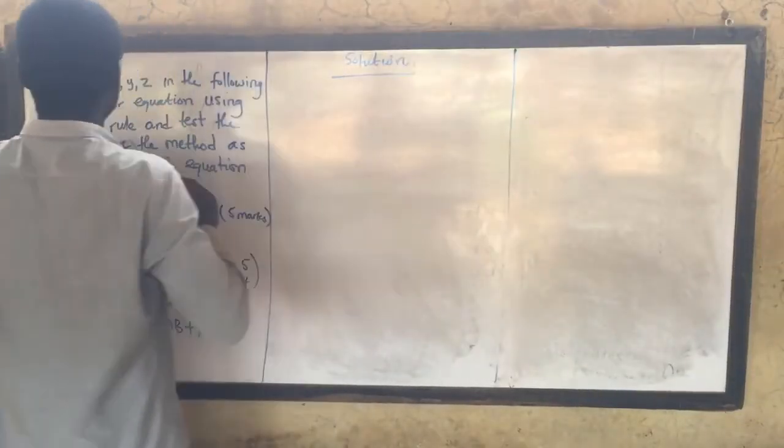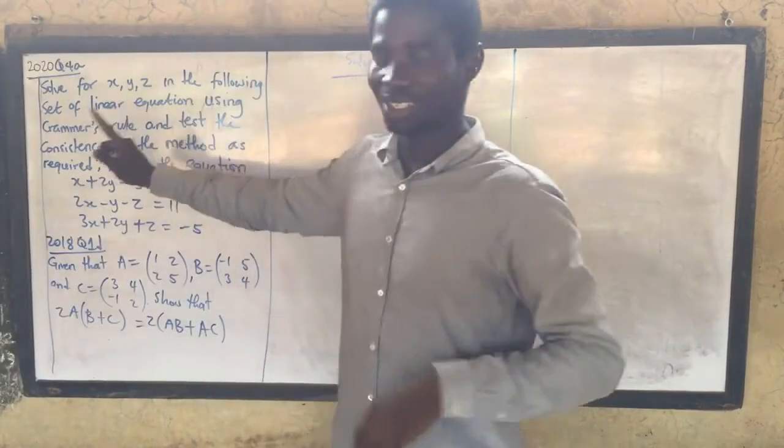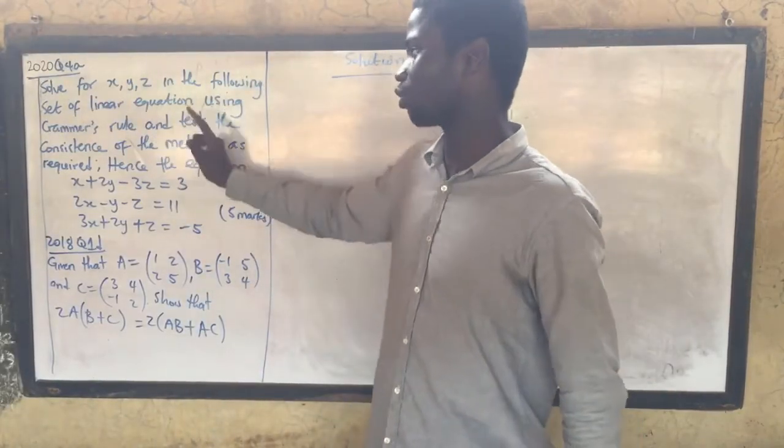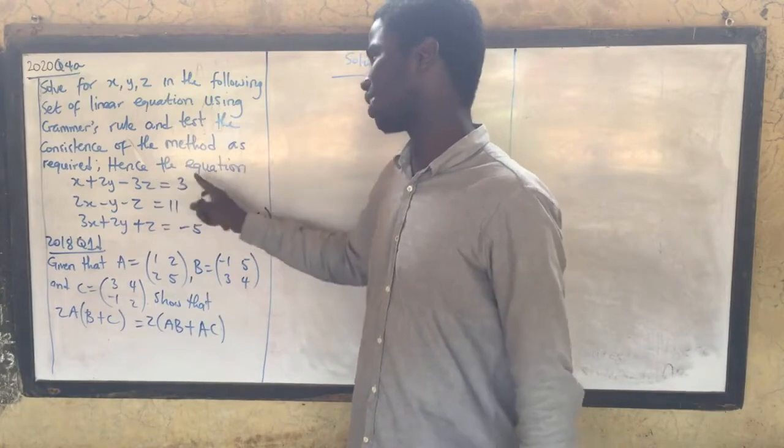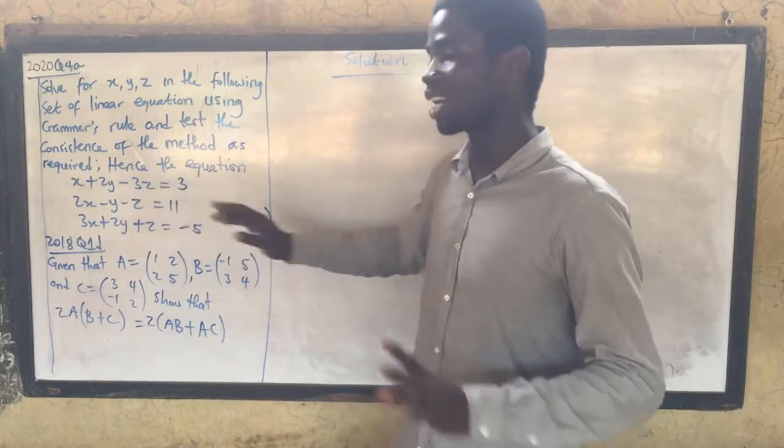Let's continue. So now, solve for x, y, z in the following set of linear equations using Cramer's rule and test the consistency of the method. This is the required equation.